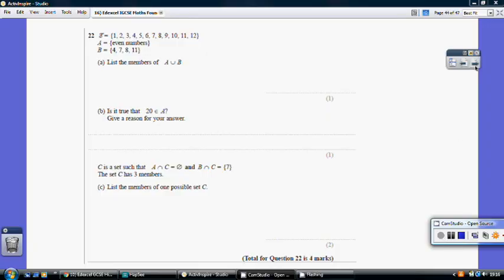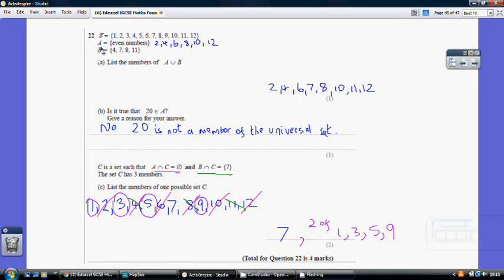Question 22. So for part A, we've got to list the members of A union B. So A union B is all the numbers that are in A or B or both. Now clearly these are the numbers that are in B. What numbers are in A?